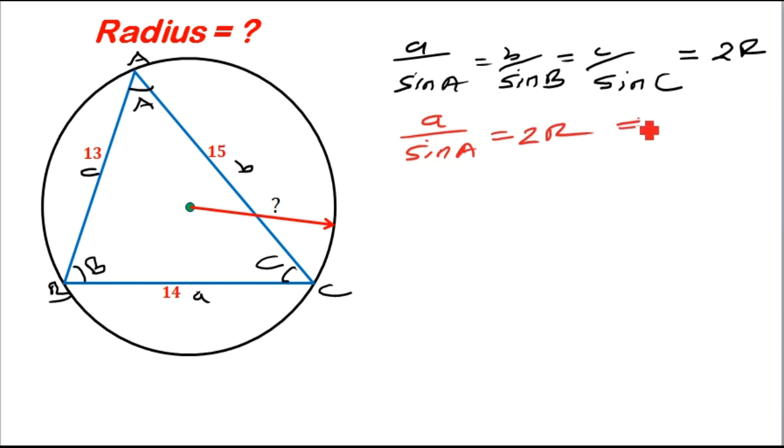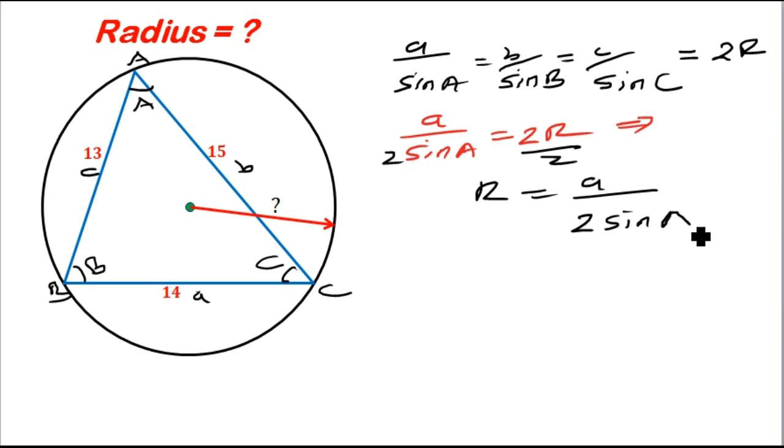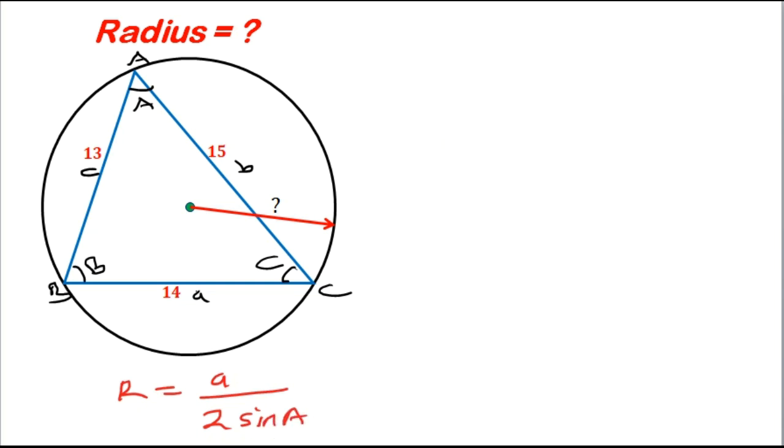So that implies that if you divide both sides by 2, then you will get the radius R to be a over 2 sine A. So we found that the radius R is going to be given by a over 2 sine A. Now after that, we now go to the cosine rule.